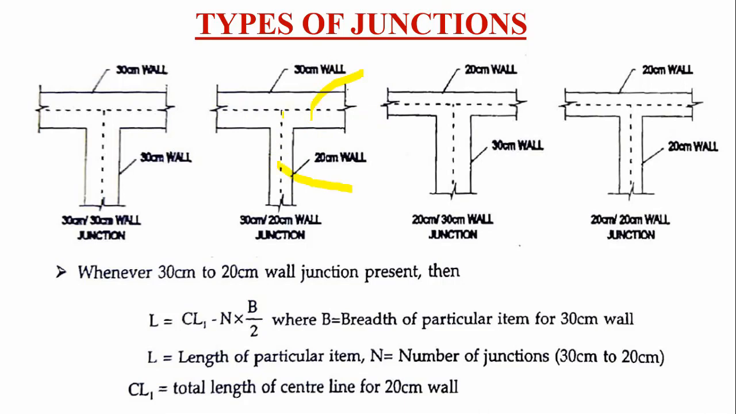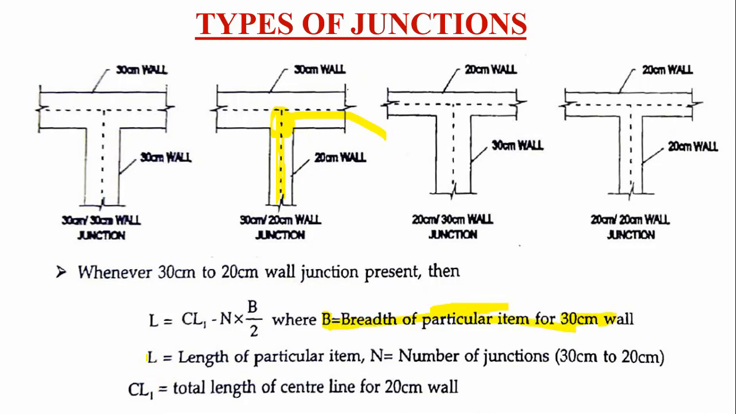If you see the figure carefully, which portion is getting overlapped? This portion is getting overlapped. So this width is getting overlapped. Therefore the width of the 30 centimeter wall thickness has to be subtracted. So B will be equal to the breadth of the particular item for the 30 centimeter wall. So that width has to be subtracted. So the length will be of the 20 centimeter wall, but the junction into width of the item that we are subtracting is the width of the item of the 30 centimeter wall. So this care has to be taken, right?